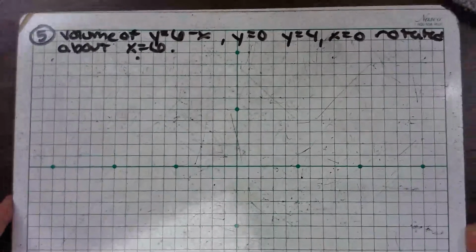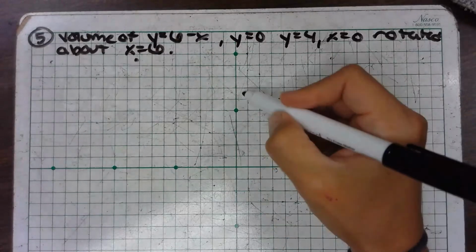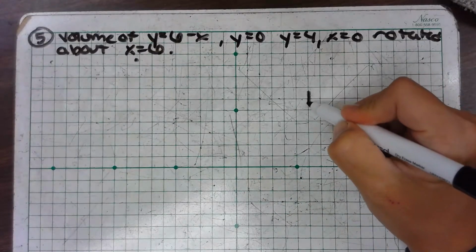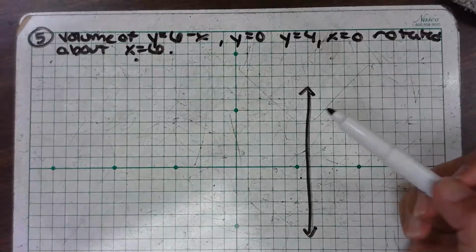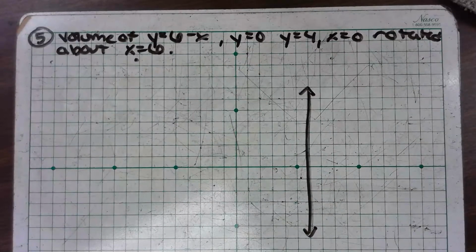All right, number 5. Okay, we want to do the volume of y equals 6 minus x, y equals 0, y equals 4, x equals 0, rotated about the x equals 6. So let's draw that out, and I'm actually going to use this axis that I have here. x equals 6 is this. So I'm rotating about something that's parallel to the y-axis. So therefore, I've got to put this in terms of y. Y has got to be in my integral.